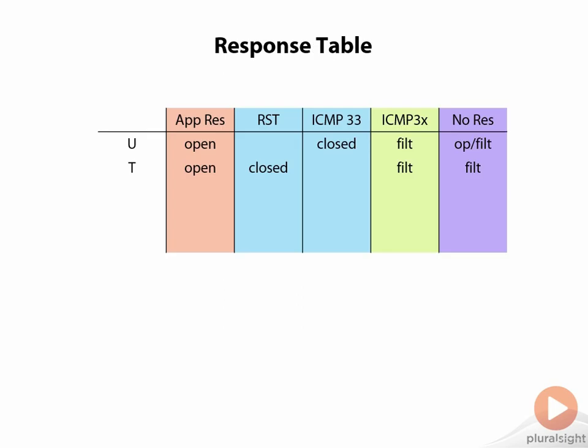Here's our updated response table. Note that with the TCP connect scan, we received a reset packet from the application rather than an ICMP port unreachable, as with UDP. Also, notice the difference in classification for no response. With UDP, there's some ambiguity between open and filtered. That's not the case with TCP. All right, let's do another quick demo.